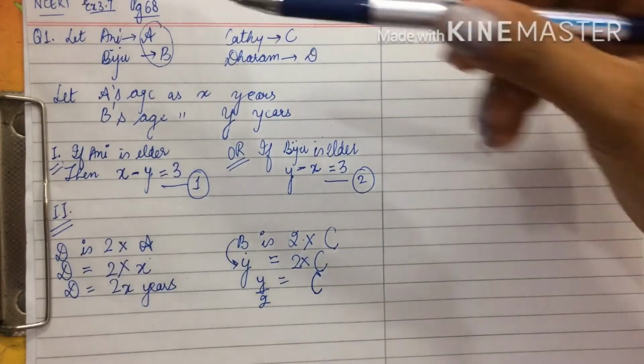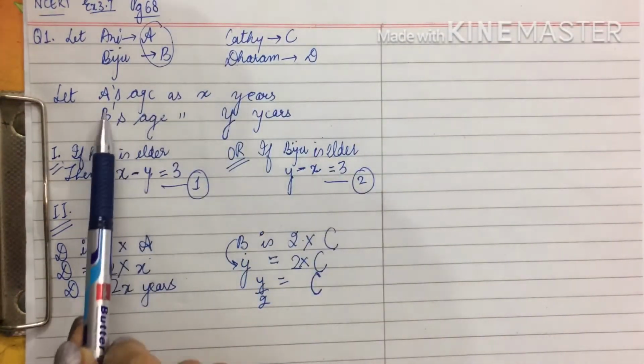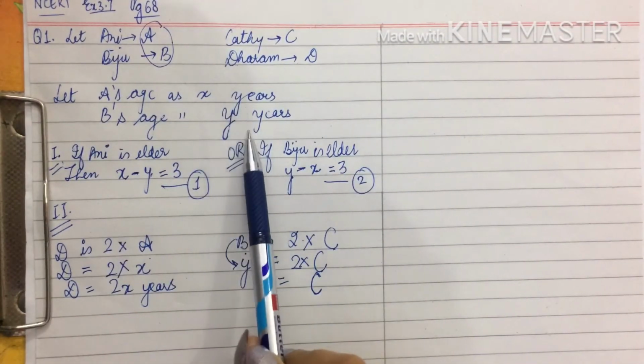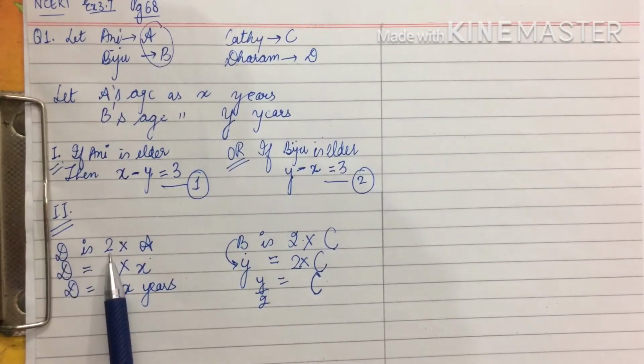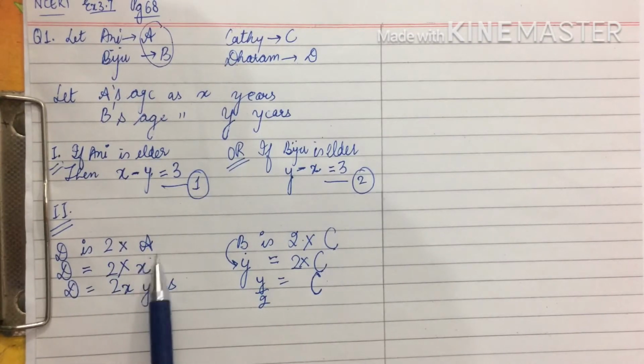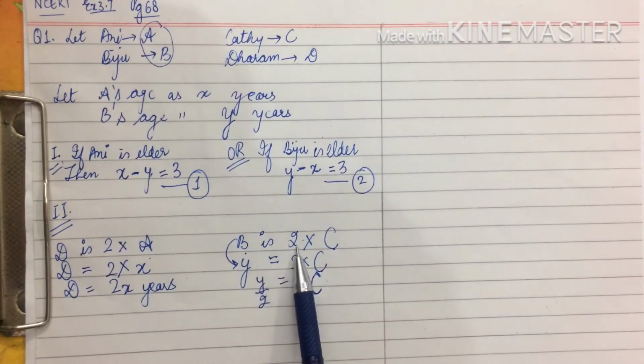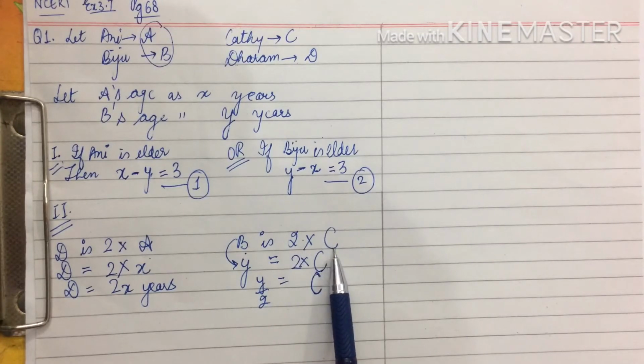Take a look. We already have assumed the ages of Ani and Biju as x and y. Using x and y, we are going to write down the ages for Dharam and Kathy. The relation between the ages of Dharam and Ani and the ages of Biju and Kathy is given. Dharam's age is 2 times the age of Ani. Ani's age is x, so Dharam's age will be 2x. On the other hand, Biju's age is twice the age of Kathy, so Biju's age y equals to 2 into Kathy's age. So from here, Kathy's age comes out to be y by 2 years.